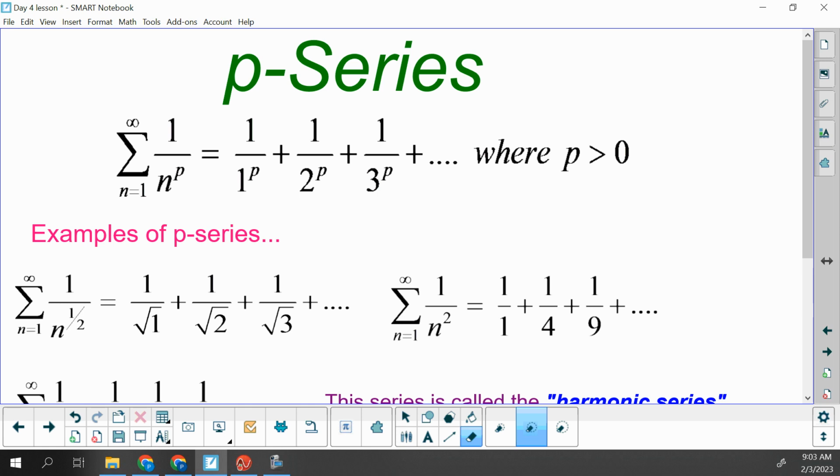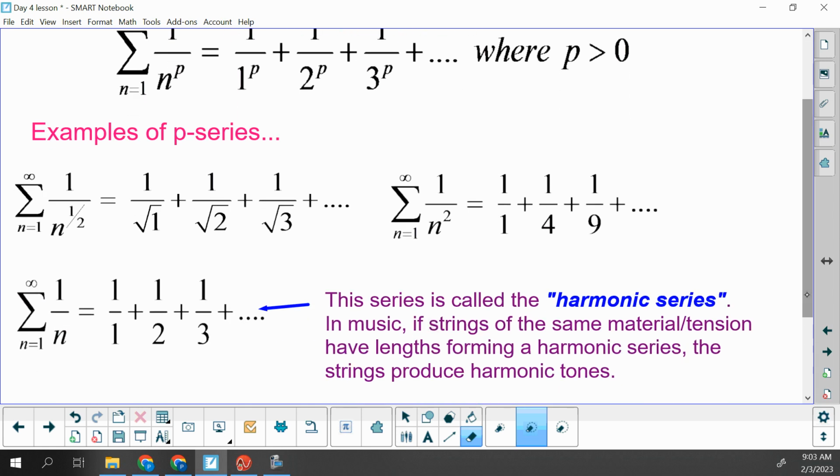And we've got some other examples written out. So the top left one there is when p is a half. The one over on the right is when p is 2. And then the bottom one here, because it's n to the first, is when p is 1. Now that series of 1 over n, that's called the harmonic series. It's going to be a really common one that we will see a lot.